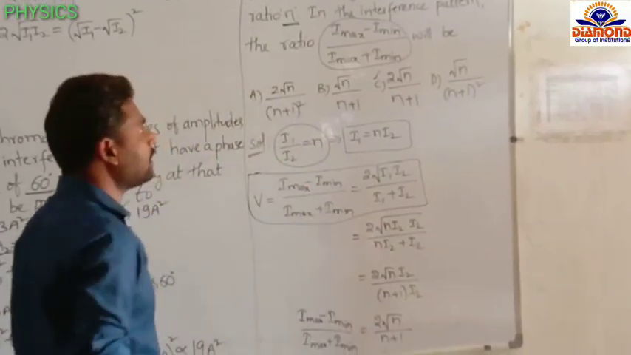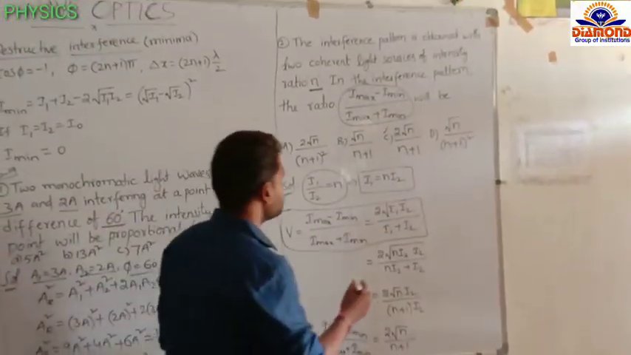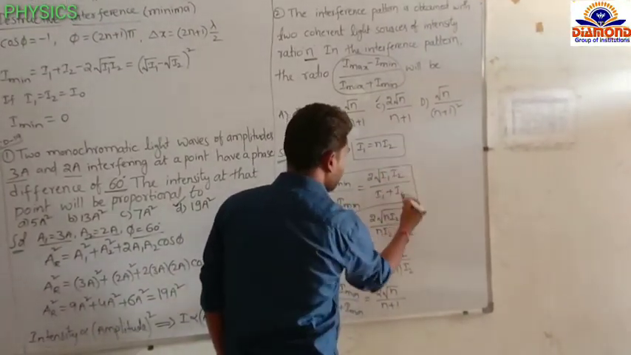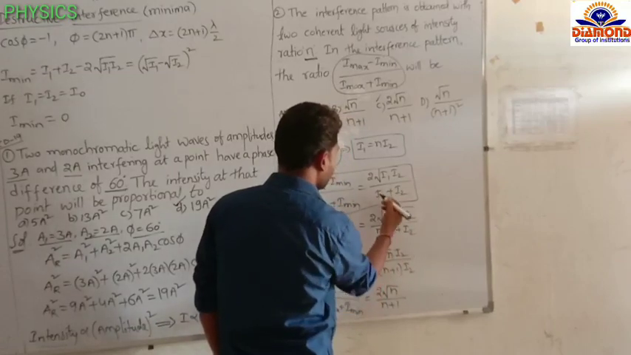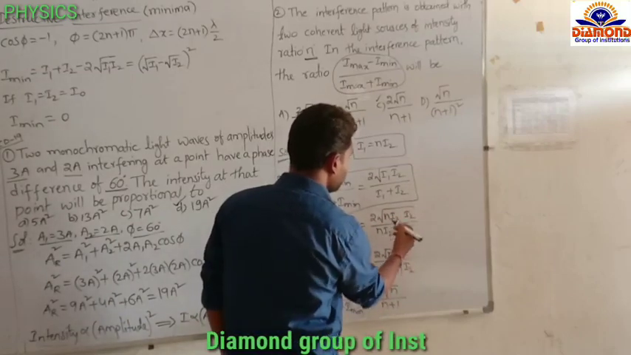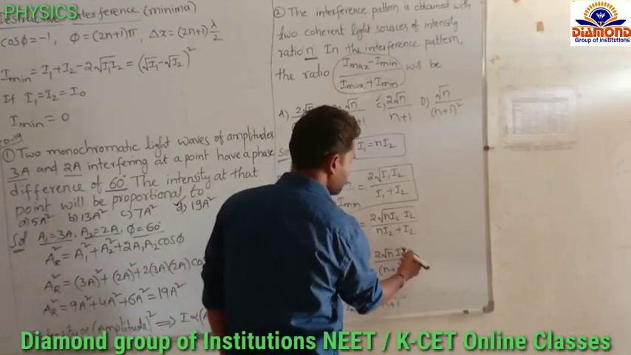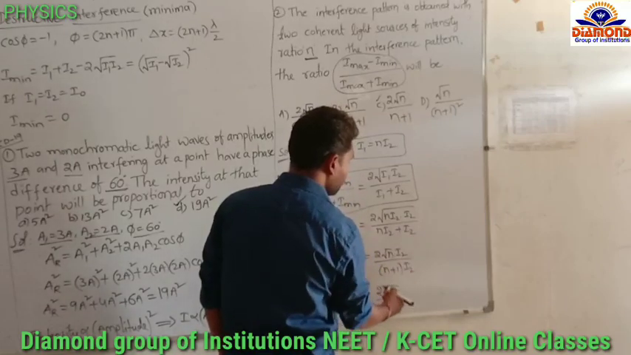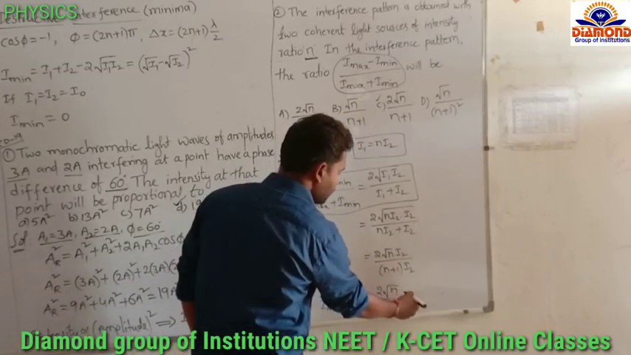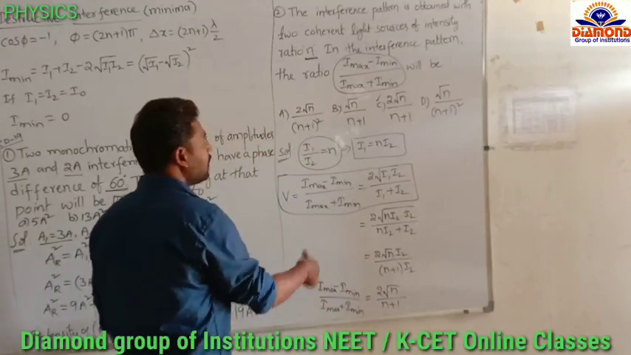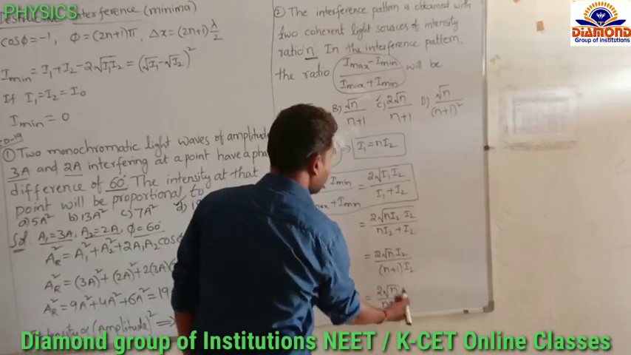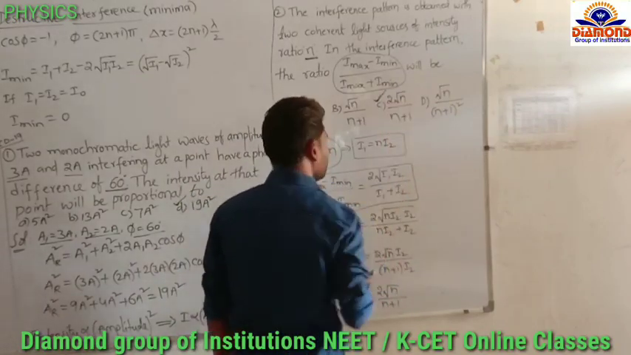So for fringe visibility, or they may ask directly this one, substitute the given values. That means 2 into root of I1 I2, where I1 is n I2, into I2, divided by I1 plus I2, that is n I2 plus I2, in the denominator. So 2 into root n into I2, the square root of I2 square will cancel, I2 will come outside. In the denominator take I2 as common, we get n plus 1 into I2, which will cancel. We get 2 square root of n by n plus 1. So the fringe visibility, or I max minus I minimum by I max plus I minimum, value is 2 root n by n plus 1. So option C is the right answer.